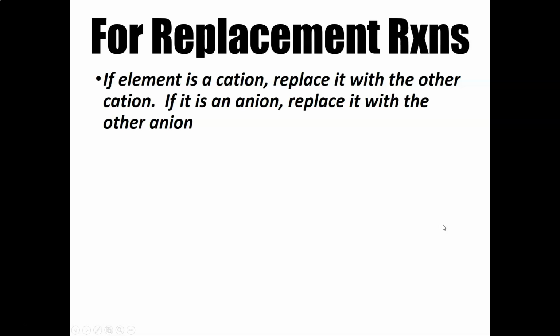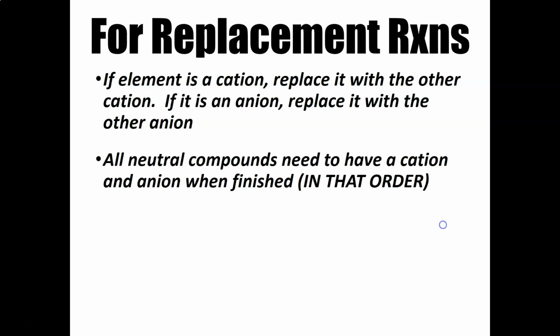Just a couple little things for those single and double replacements. If you have a cation, you replace it with a cation. If it's an anion, you replace it with an anion. You always need to be keeping track of which things are positive, which things are negative. You don't want two positives together. You don't want two negatives together. You want to have a cation and then an anion. Make sure you list them in that order. Cation always goes first.